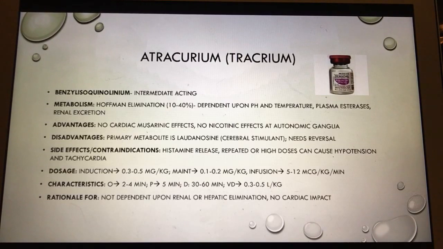So your induction dose with atracurium is going to be 0.3 to 0.5 milligrams per kilo. Your maintenance, you'll see at 0.1 to 0.2 milligrams per kilo, and infusion rate at 5 to 12 mics a kilo a minute. Some characteristics: you'll see onset of 2 to 4 minutes, peak of 5 minutes, and duration of 30 to 60 minutes. The main reason for using atracurium is it's not dependent on renal or hepatic elimination, and there's no cardiac effect. So in patients that come in with renal disease, it's good for them.